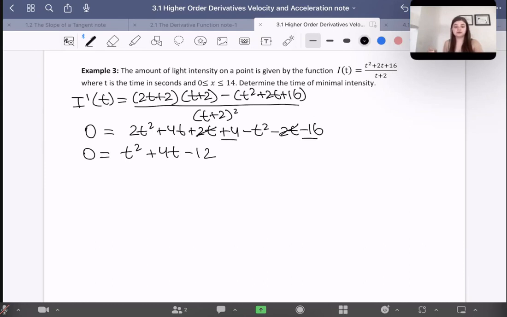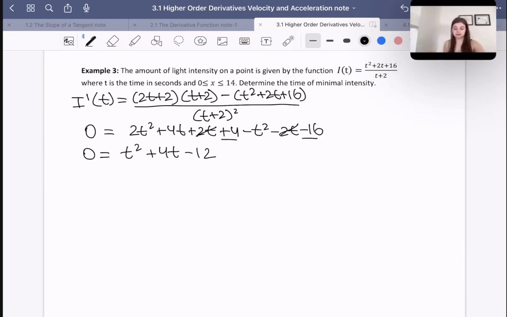I'm going to use the factoring method because it's much easier and faster, but the quadratic formula works as well if you really don't like factoring for whatever reason. There we go. So therefore, t equals negative 6 and t equals 2.